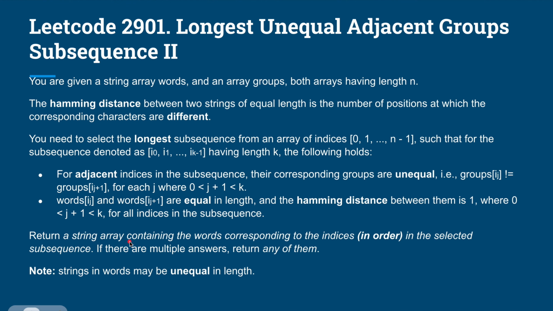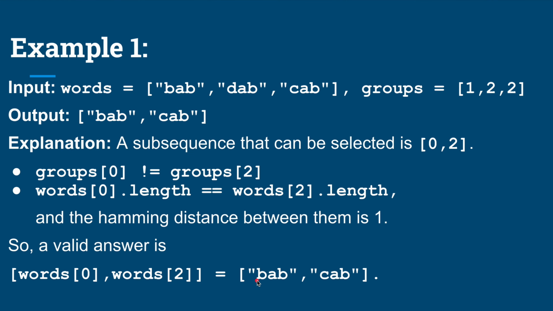We have to return a string array containing the words corresponding to the indices in order in the selected subsequence. If there are multiple answers, return any of them. So the strings in the words may be unequal in length. Okay. So that is what the problem statement is saying that you have gone through.